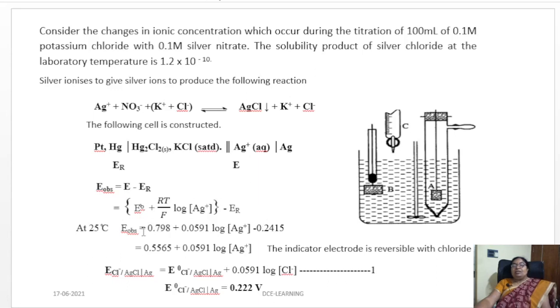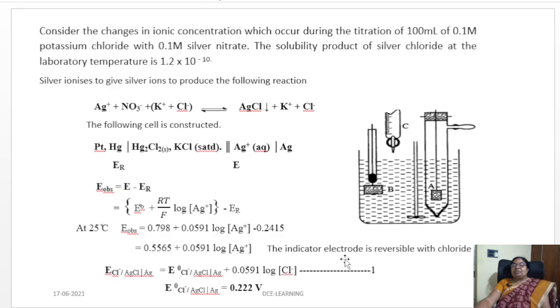Then at 25 degrees, it will be 0.798 plus 0.059 log of Ag+, where 0.798 is the standard potential of silver. Whatever that will be is E observed, the EMF of the cell, which is 0.5565 plus 0.059 log of this.